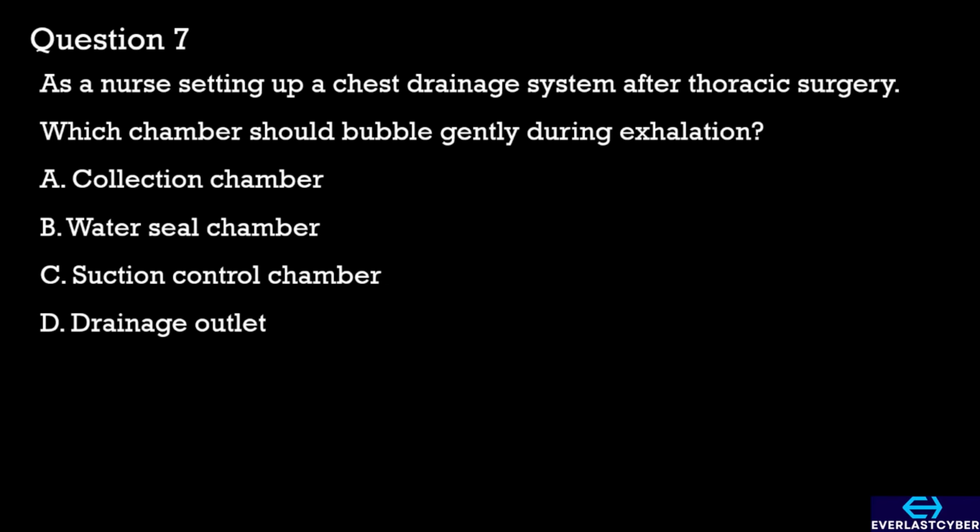In a chest drainage system, the water seal chamber acts as a one-way valve, allowing air to exit the pleural space but preventing that air from re-entering. So, the gentle bubbling in this chamber during exhalation, coughing, or forced expiration indicates that the air is being properly expelled from the pleural cavity. In option C, the suction control chamber regulates suction pressure. If there is a continuous gentle bubbling here, it is normal only when the suction is applied. It does not indicate exhalation airflow.